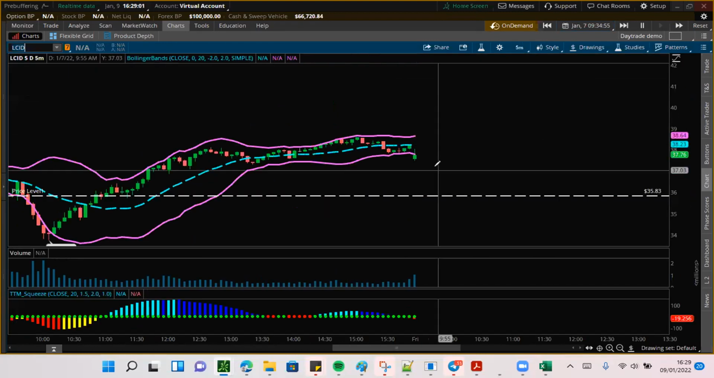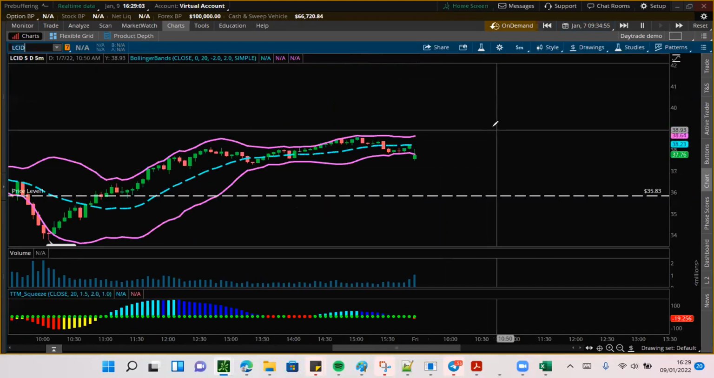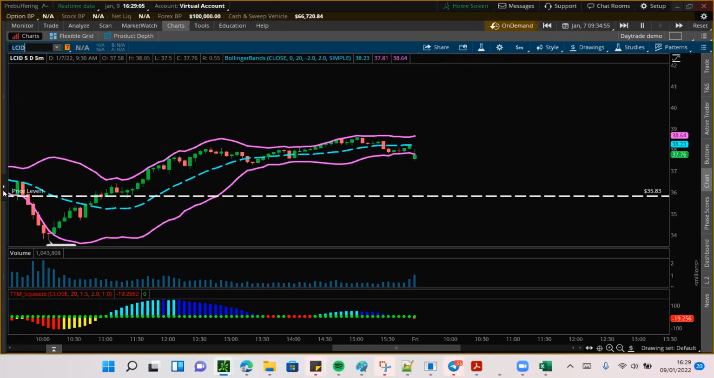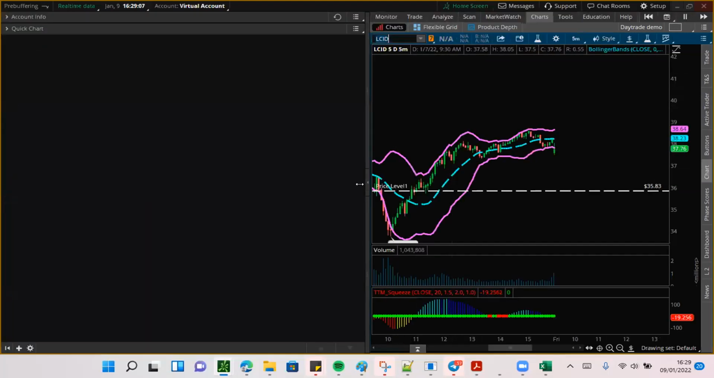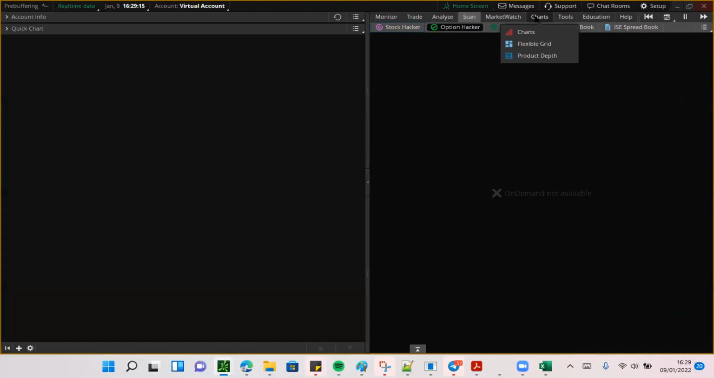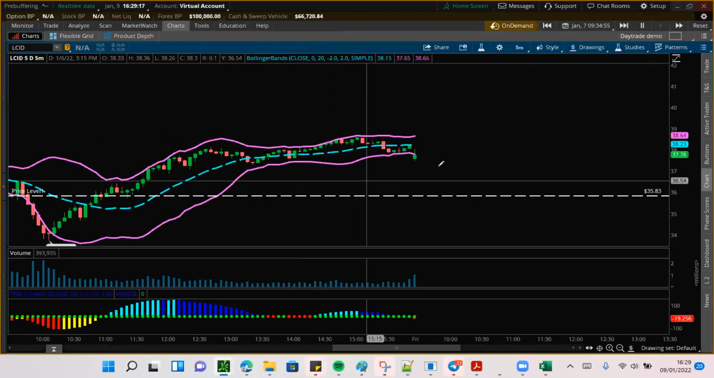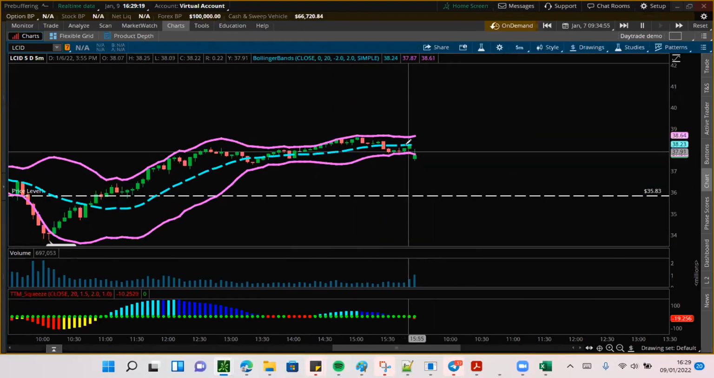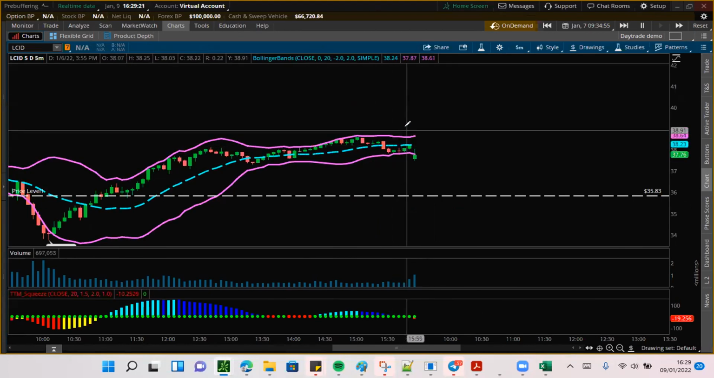So Lucid came in one of my scanners. I use a couple of scanners to find these. The trade is simple. I watch out for any trades which are breaking above the Bollinger Band.